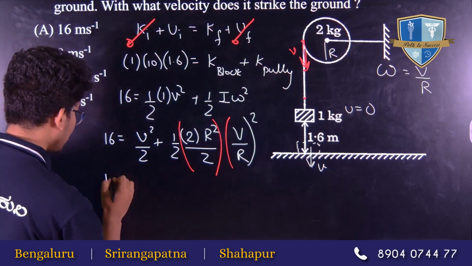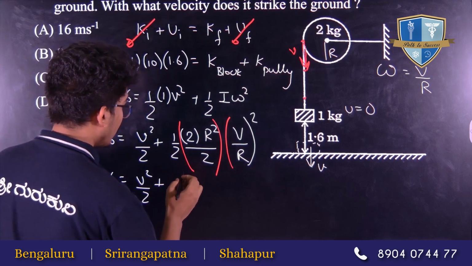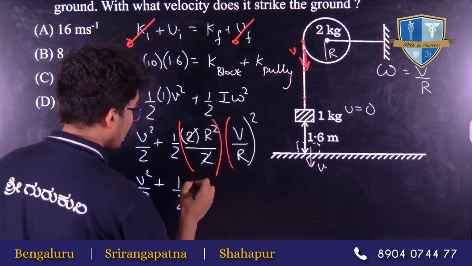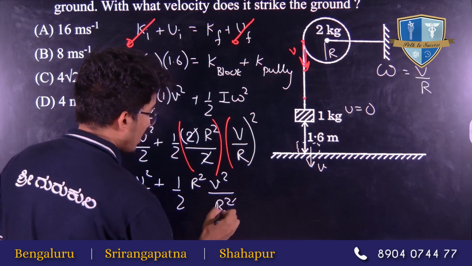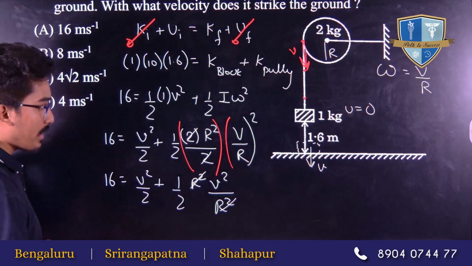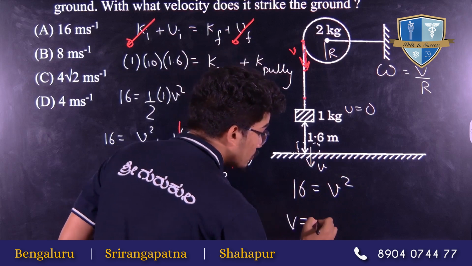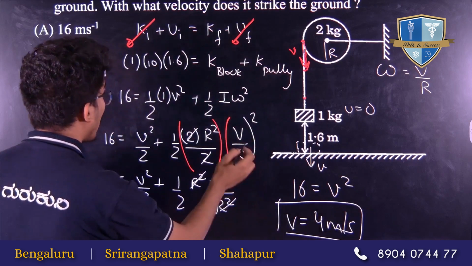So 16 will be equal to v square by 2 plus, this 2 and 2 will cancel out, 1 by 2 times r square into v square by r square. So r square cancels out, v square by 2 plus v square by 2 will be equal to v square. Means 16 is equal to v square, means v is equal to 4 meters per second. 4 meters per second will be the velocity of the block.